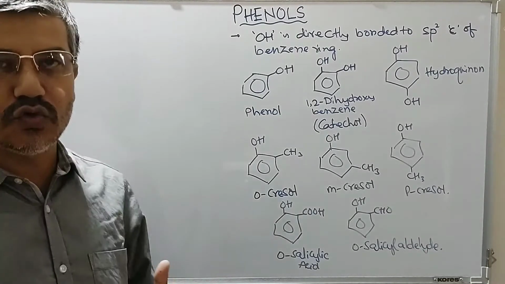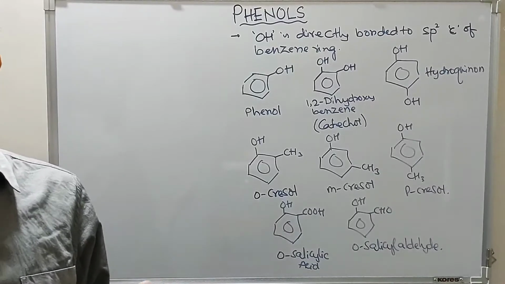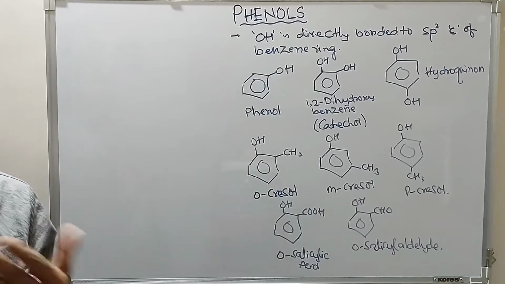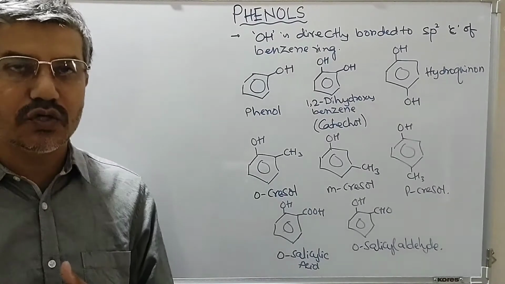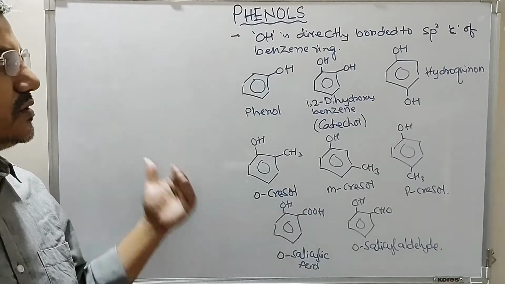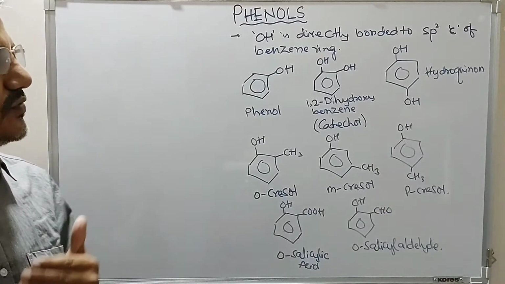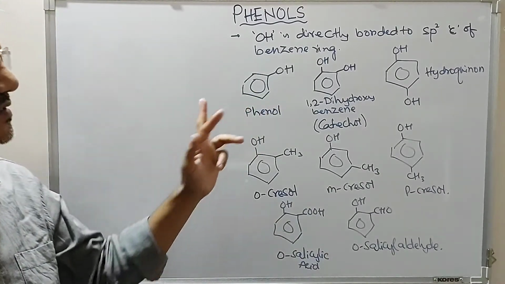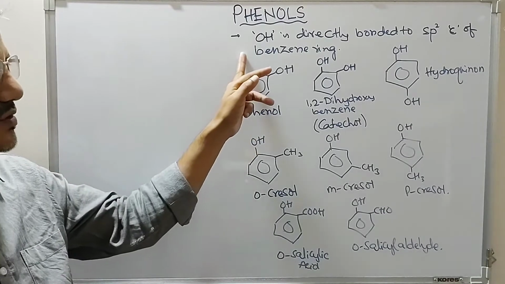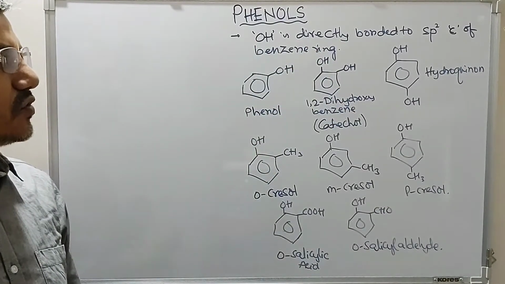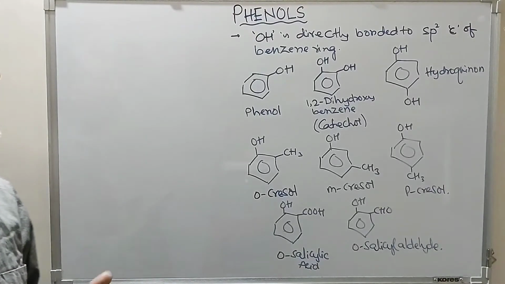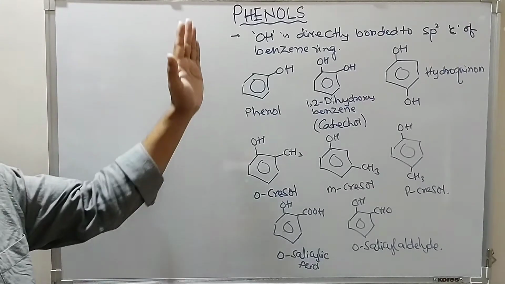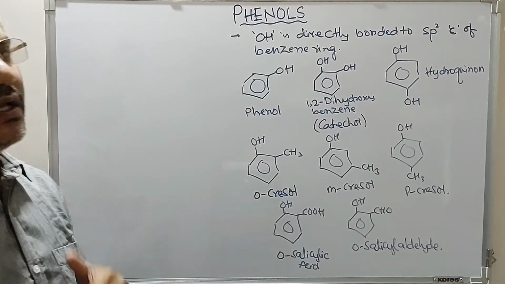Whereas in case of alcohols, the OH functional group was bonded to sp3 hybridized carbon atom of alkyl group. Then we said that was alcohol. So in phenols and alcohols, the functional group is same, but the difference is the group should be attached to sp2 hybridized carbon atom of benzene in case of phenols, and in case of alcohol it was attached to sp3 hybridized alkyl group. So this is the difference between phenols and alcohols.